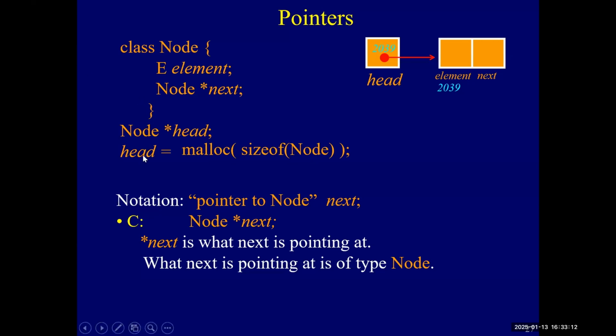So then in C, you want head to point at a block of memory, and all you care about is that nobody else is using it, and that it's big enough for your node. So what does malloc do? It just gives you a new block of memory of the right size. It doesn't care what you're going to do with it. And sizeof just tells you how much space you need.